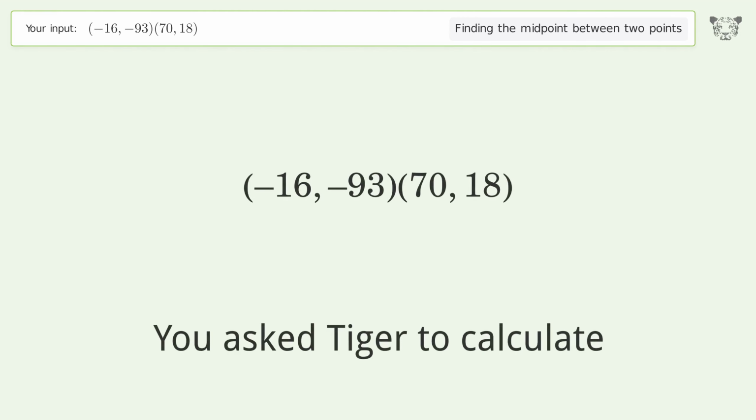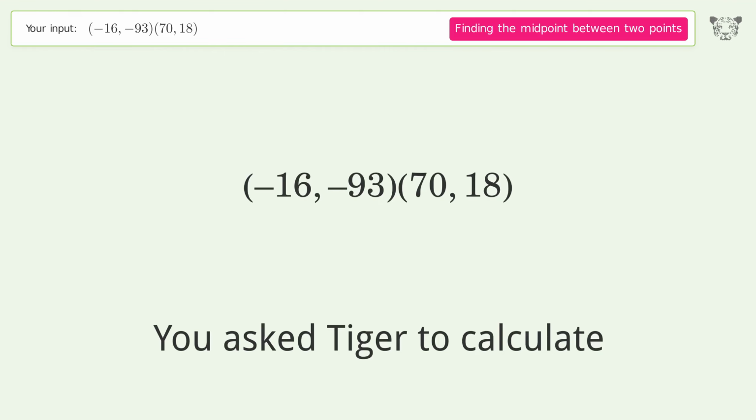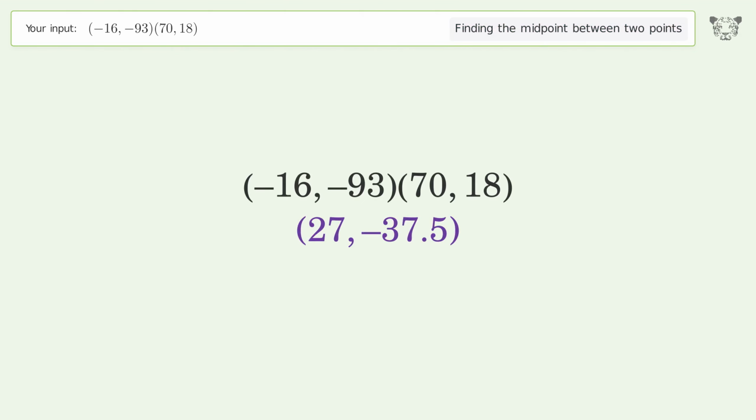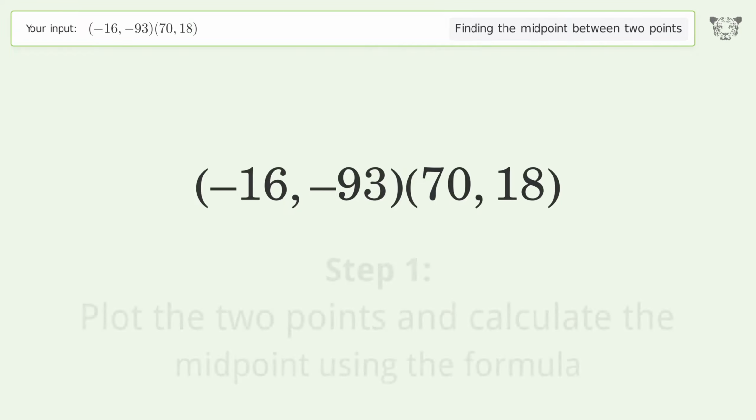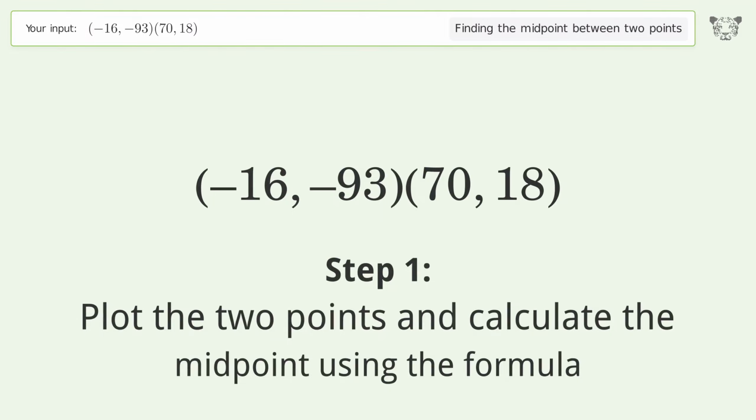You ask Tiger to calculate. This deals with finding the midpoint between 2 points. The midpoint between the 2 points is 27, negative 37.5. Let's solve it step by step. Plot the 2 points and calculate the midpoint using the formula.